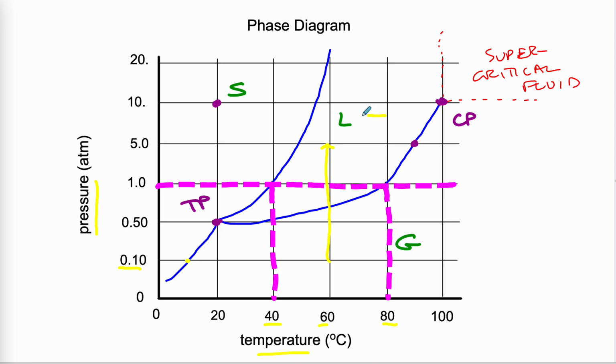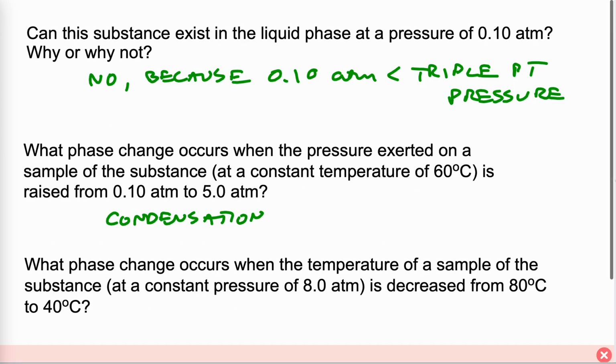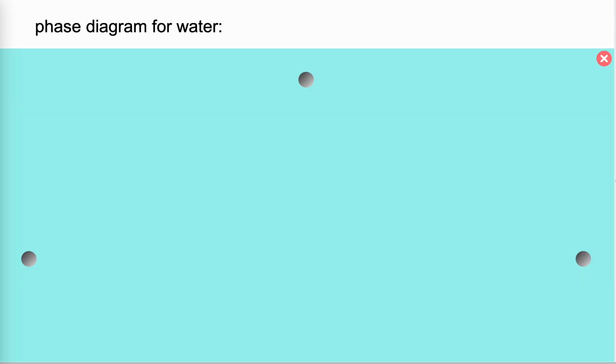So when we go from 80 degrees Celsius to 40 degrees Celsius, we cross the liquid to solid boundary line, which means we're going from the liquid to the solid phase. And that, of course, going from the liquid to the solid is called freezing. So those are the sorts of things you should be able to do with a phase diagram.